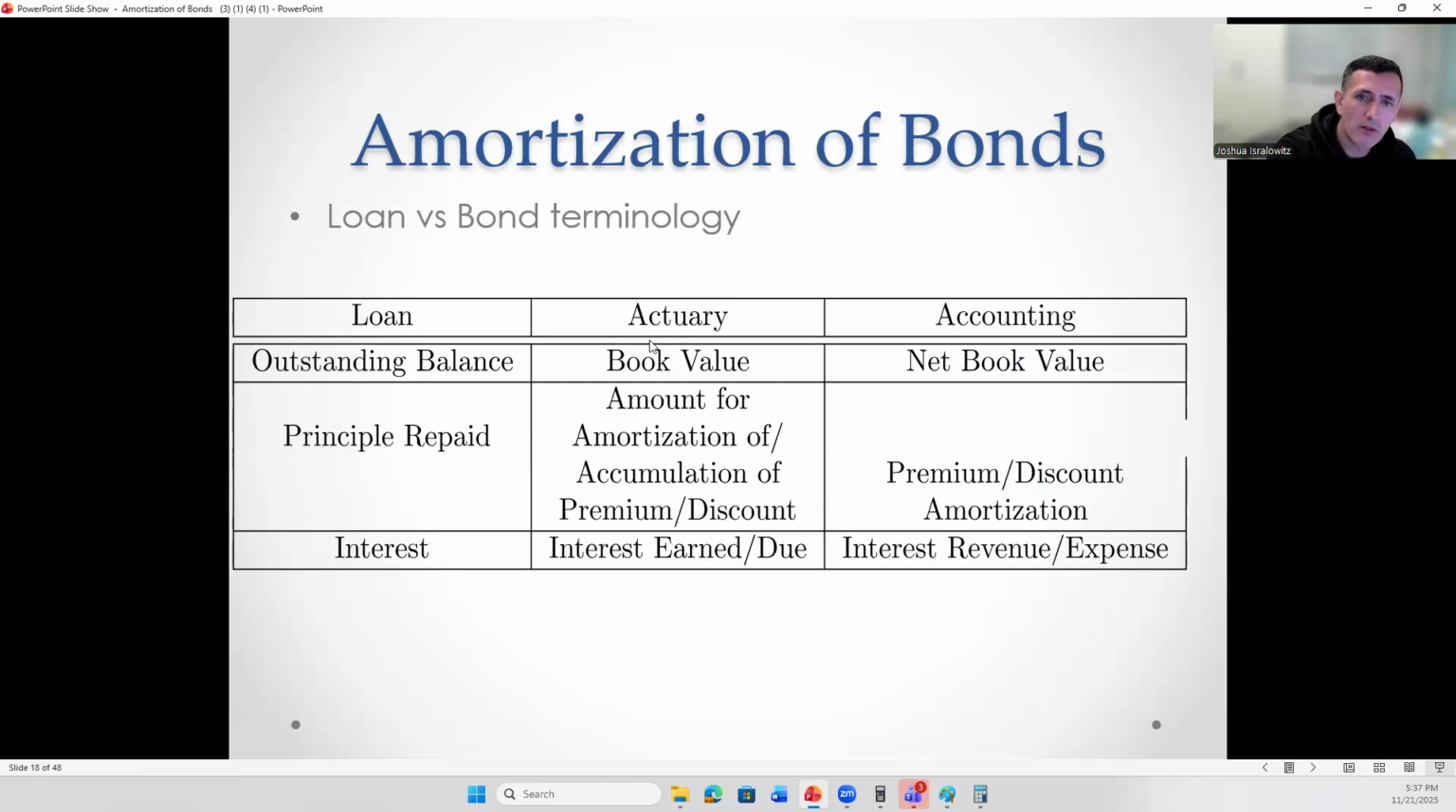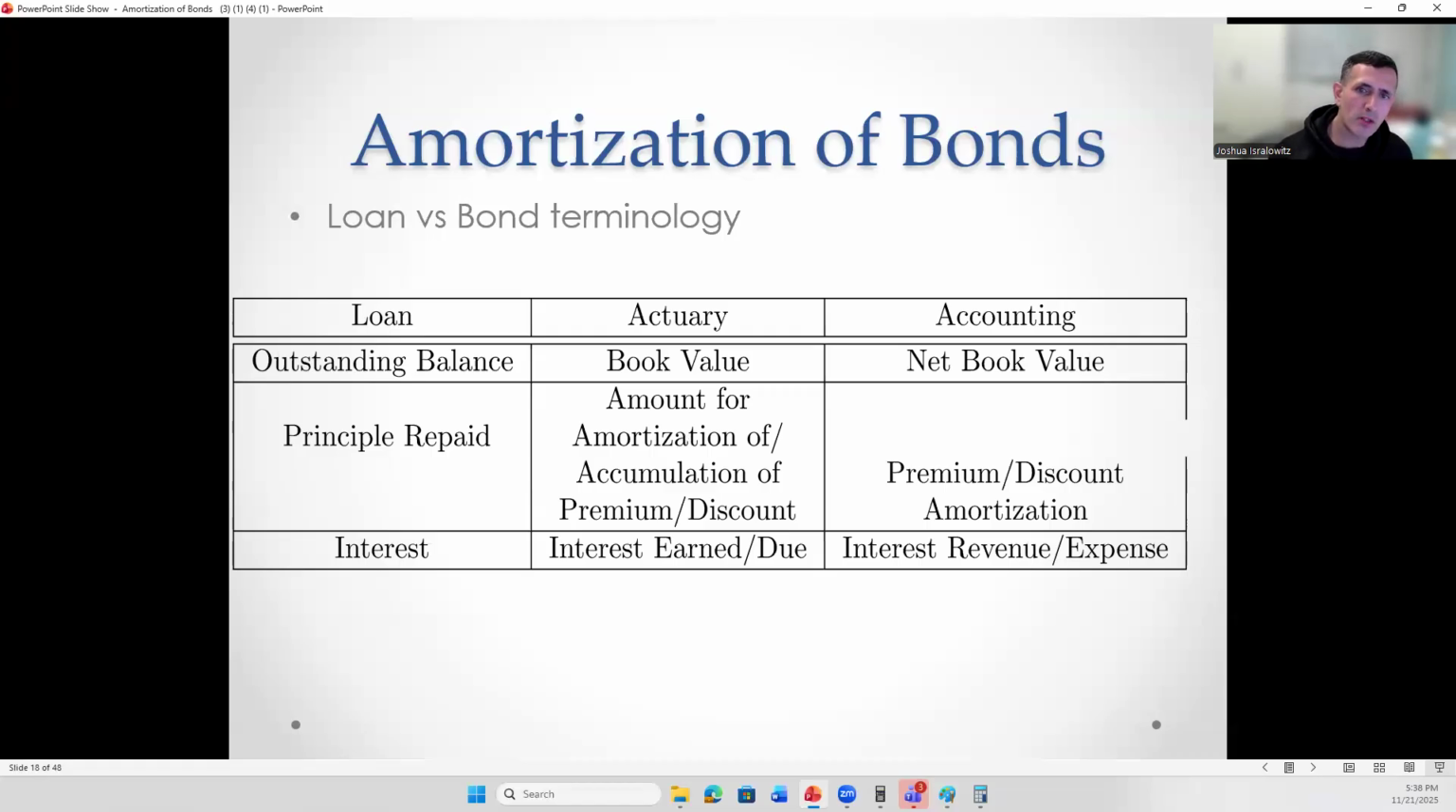So just be aware of actuarial terminology versus accounting terminology. I don't know why accounting even needs to have different terminology, but they do. So the outstanding balance is called the book value, and in accounting it's called the net book value. The principal paid is one of two things.